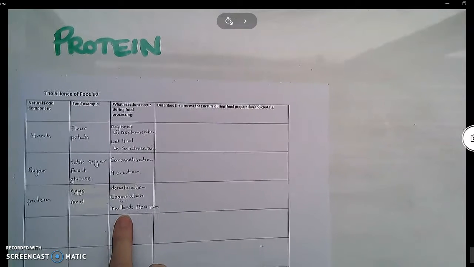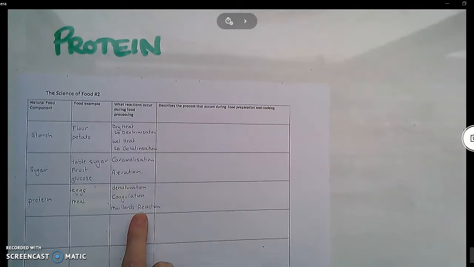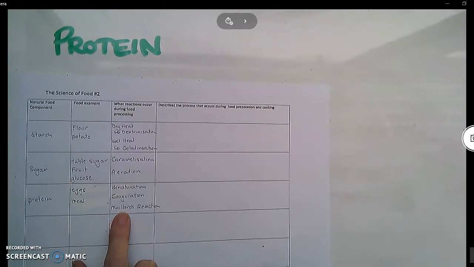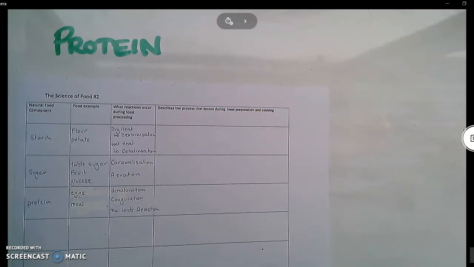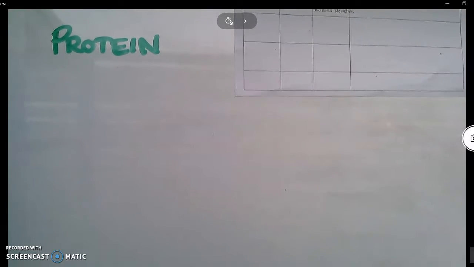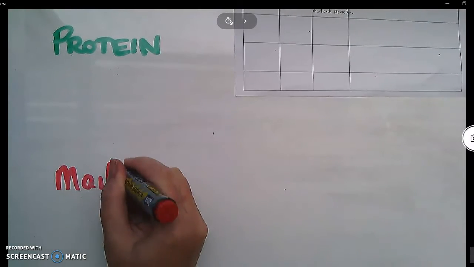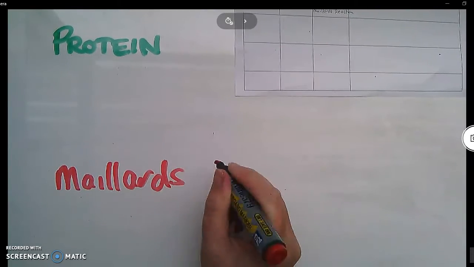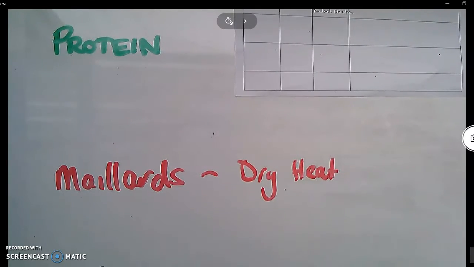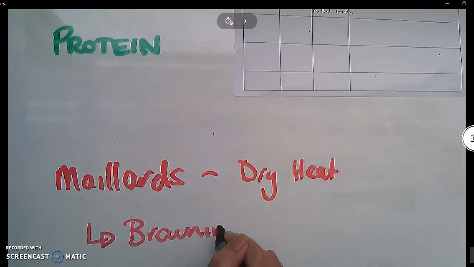Okay, the last one I want to look at today is the Maillard reaction, which is the reaction that happens with protein and dry heat. We all know that the Maillard reaction happens with dry heat, and one of the things that we look for is the browning of the product.